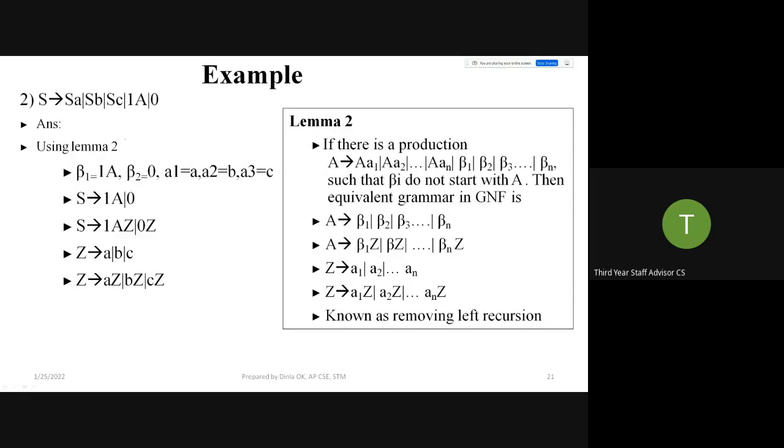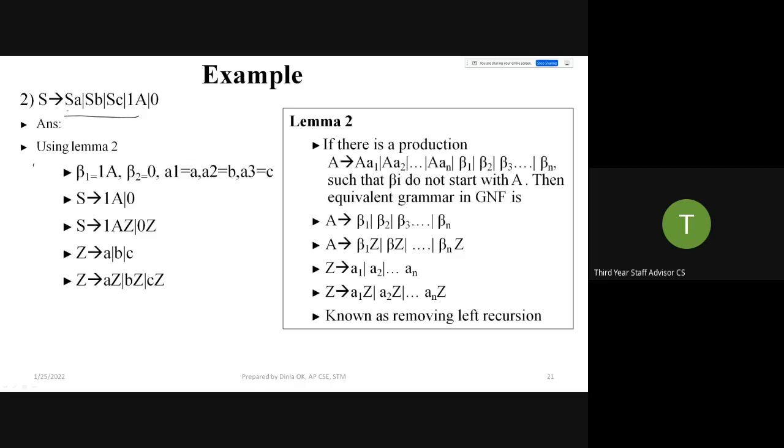In the same way, suppose we have a production like this: S implies SA or SB or SC or 1A or 0. Here we can say that it is of the form A implies A alpha or beta. This is just an example. I will explain the conversion process step by step; this is just to show how each production is handled.